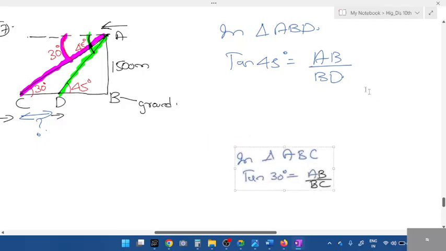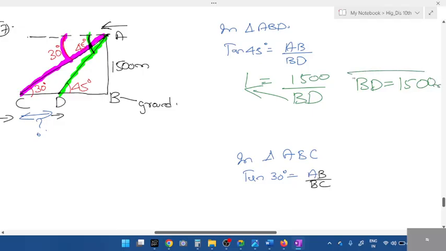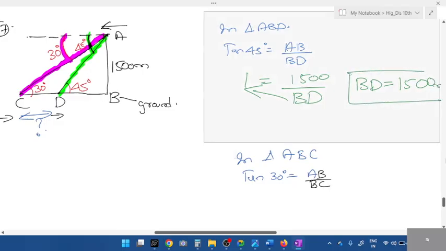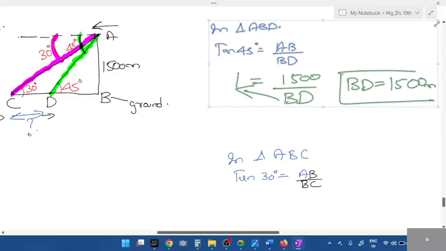And it is not mandatory that we use only tan, students. It depends on the question. So we don't always use tan. Sometimes we use even sine and cos. I'll give an example after this. Tan 45 is 1, AB is 1500 divided by BD. So if BD goes to the other side, what's the answer for BD, students? BD is equal to 1500. Such a simple question, you are not able to solve and send. 1500. I'll keep this as it is.